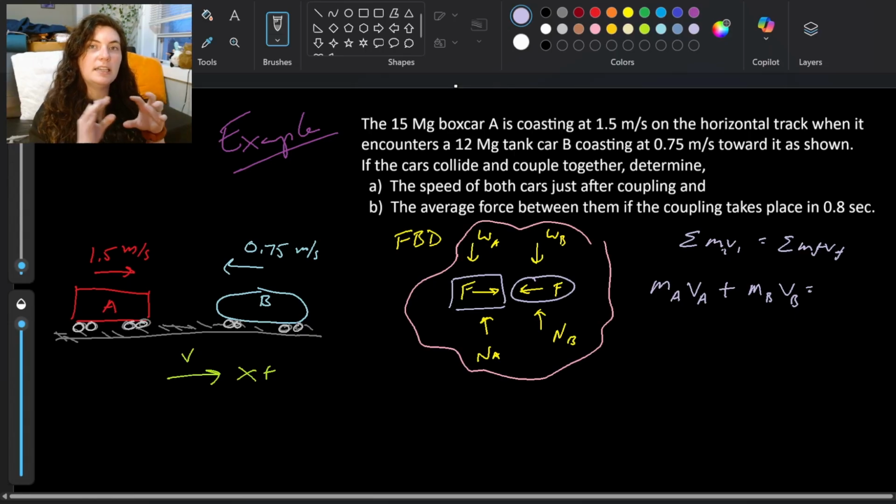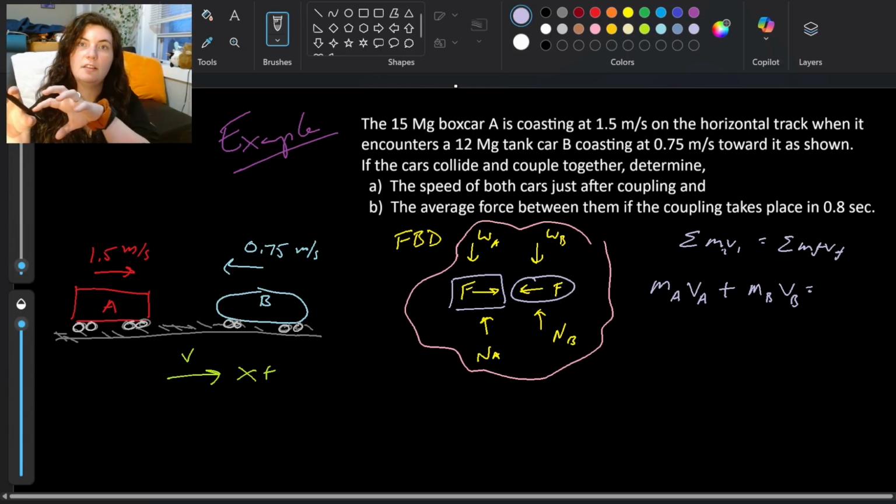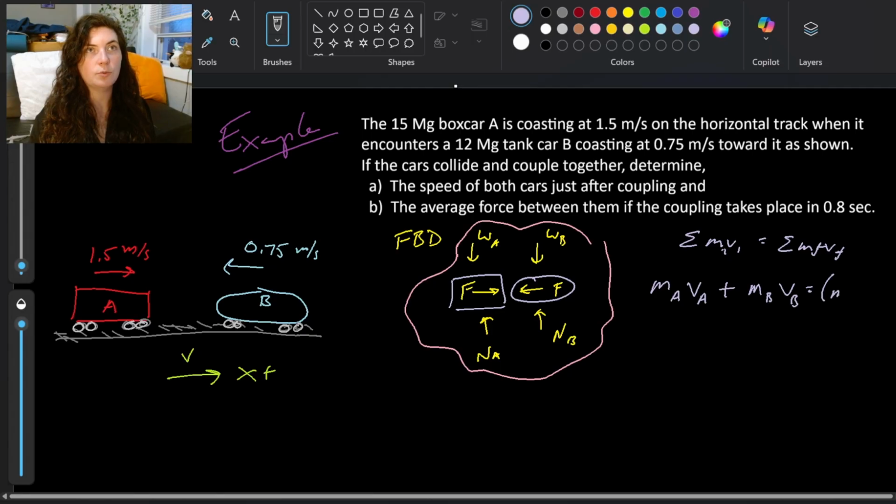And then when they come together, they will have the same speed as each other now that they're coupled as like one unit. So the final mass will be both of those. Let me write this a little lower. Final mass is going to be both of those put together: mass of A plus mass of B times their joint final velocity, since they are moving as one single unit now.